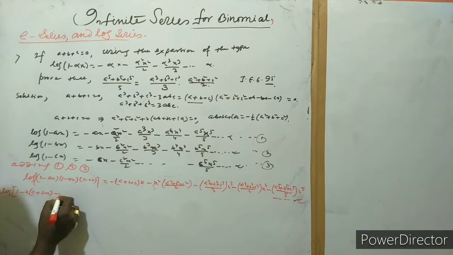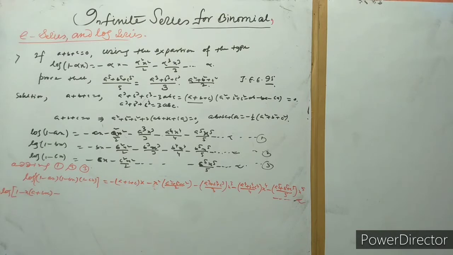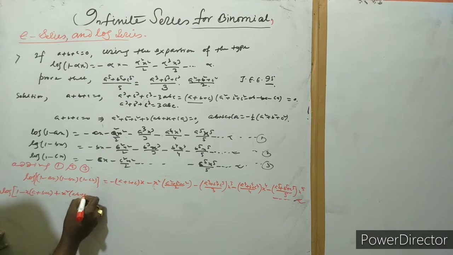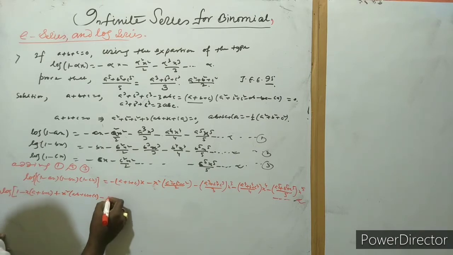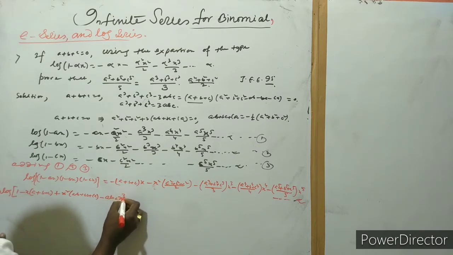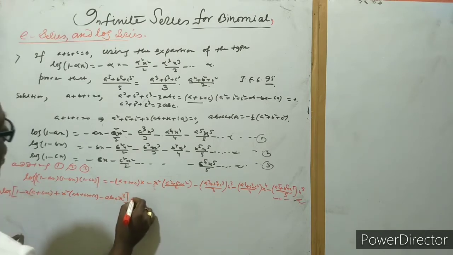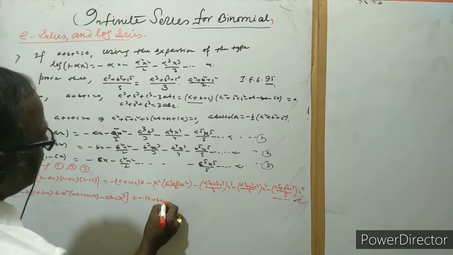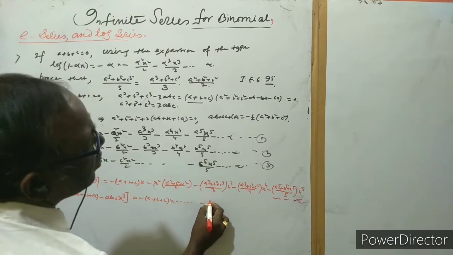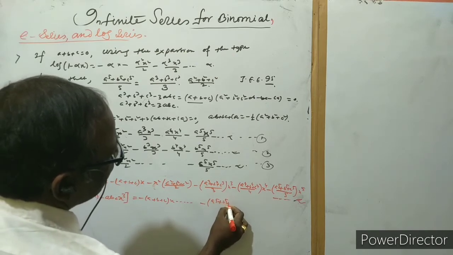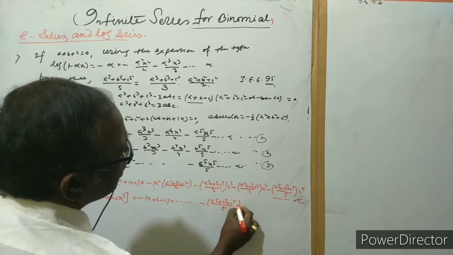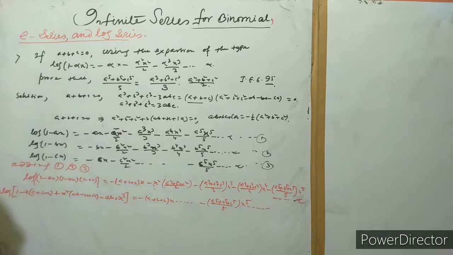Then again you can write like here plus x square (ab plus bc plus ca), and minus abc x cube, okay, and minus (a plus b plus c) x and dot dot, minus (a to the power 5 plus b to the power 5 plus c to the power 5) by 5 and x to the power 5 and dot dot, okay.